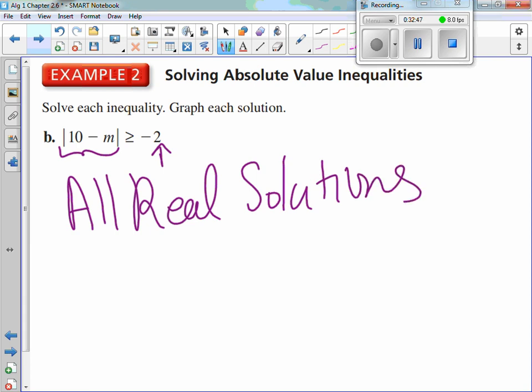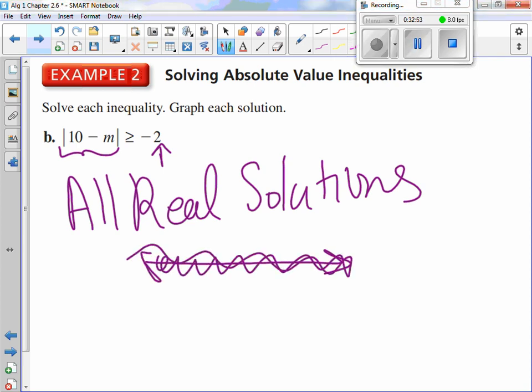This is everything. You'd fill the whole number line in. This would be all real solutions because it's any number. All of them work. This here would be all real solutions, and you'd color the whole number line in. Did y'all get this written down?